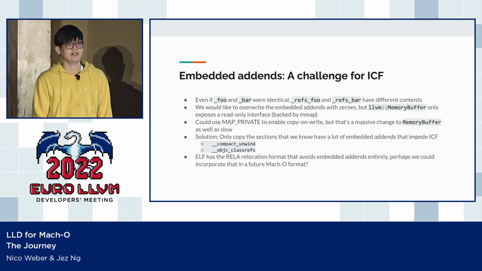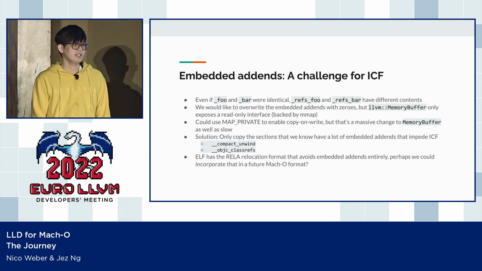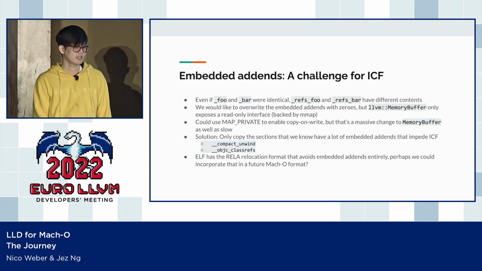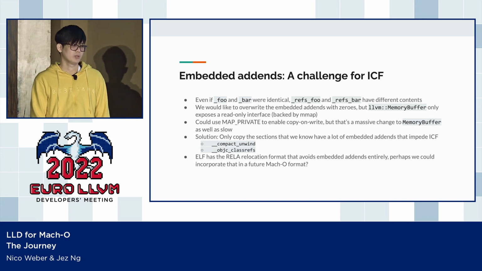The thing is that there are a lot of embedded add-ins in any binary, yet only a small number of them are actually impeding code folding. Because most of the time, if the add-ins are different, there's usually something else in the same function that causes the functions to be different. So as a compromise, we whitelisted two sections where ICF was severely impeded due to these add-ins. In particular, that's the compact unwind section and the Objective-C class ref section.